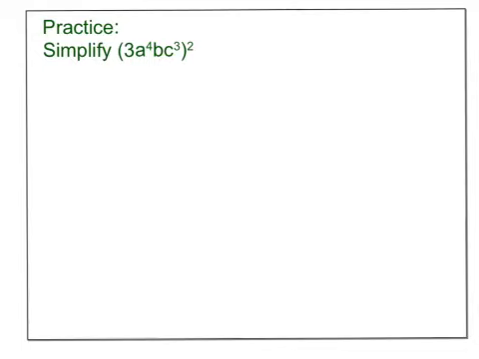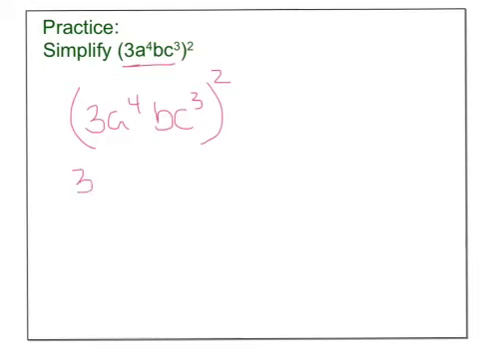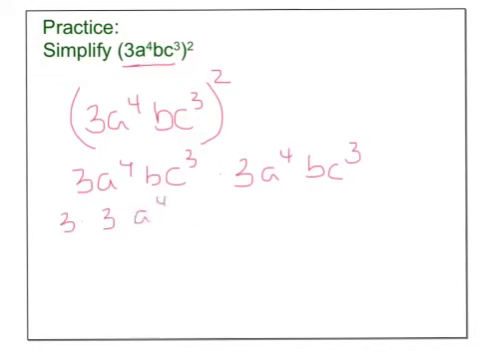Moving on to the next problem, we're really just taking what we have in parentheses and writing that twice. We're going to take all of your letters and numbers and reorganize them. So you're going to have your 3 times 3, your a to the 4th, your b's, your 2c cubes, and then we're going to keep going.